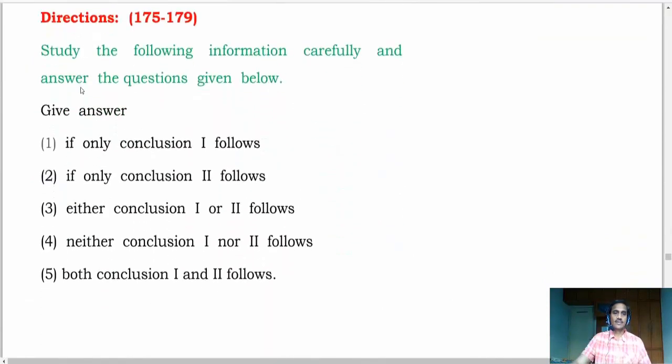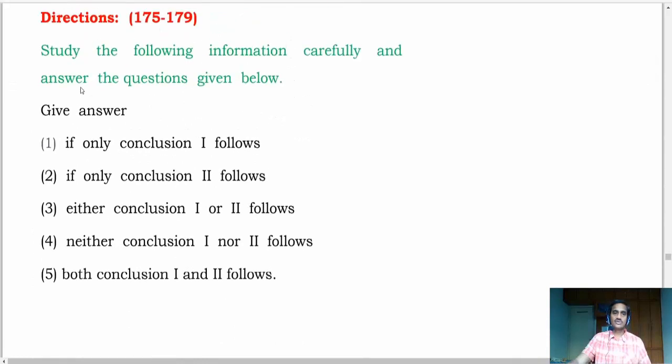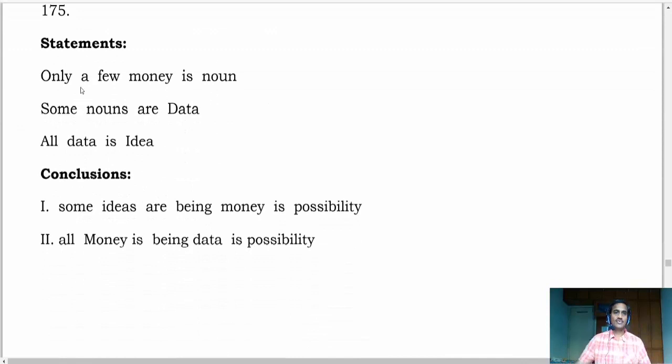Then 175. Now, from 175 onwards, what are they based on? They are based on syllogisms. Only one, only two, either, neither, both. "Only a few money is noun," he said. Only a few money is noun, what should we take? Only a few, meaning only some money is noun. Only some, not all. Not all money is noun, only some, he said.